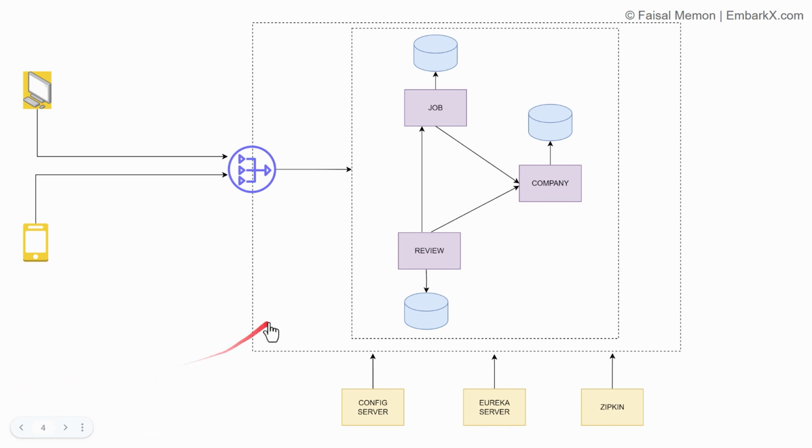So we have the microservices network here. These are 3 microservices: one is the review microservice, then we have job, and then we have company. These microservices have their own database, okay? And they all communicate with the config server, Eureka server, and the Zipkin server.